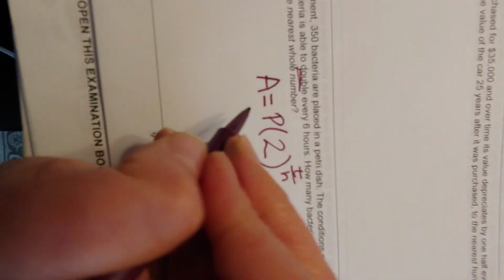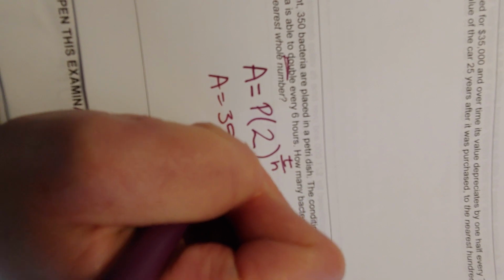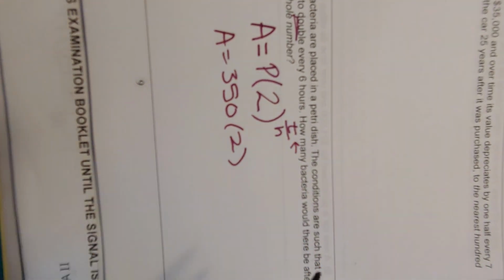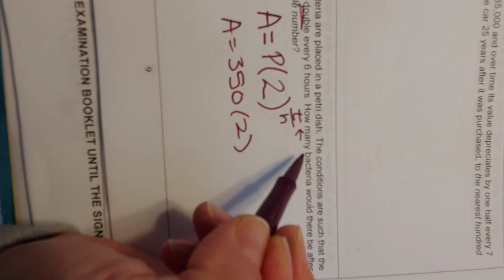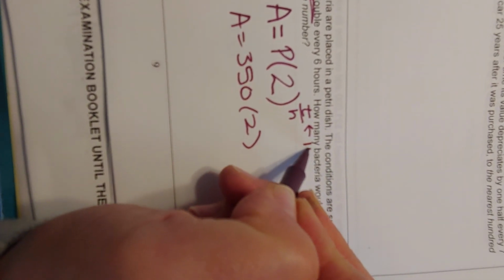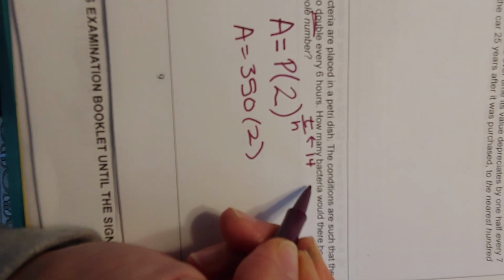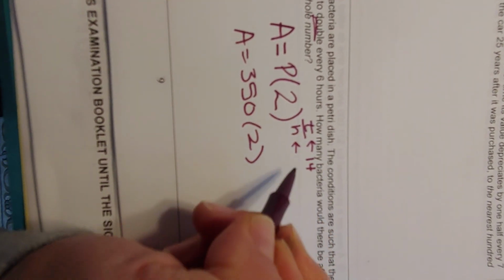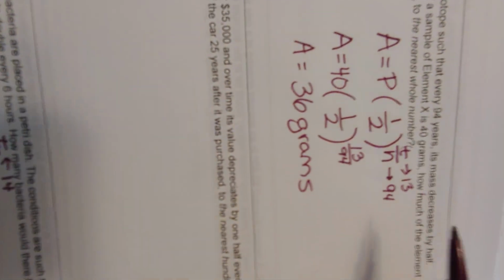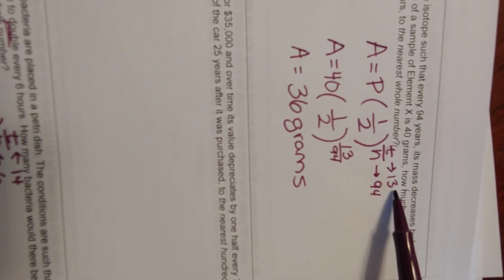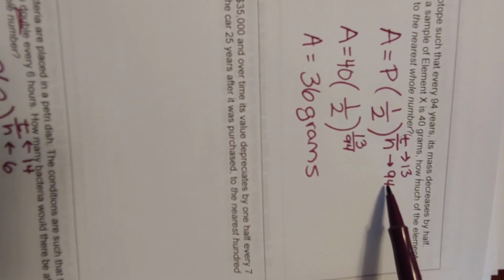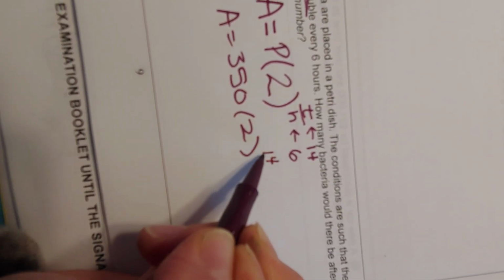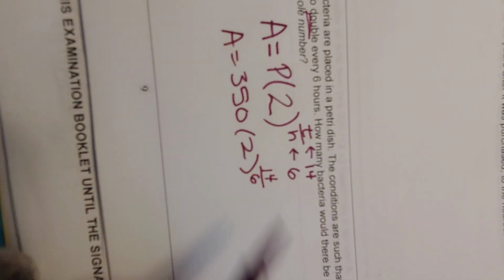Okay, so now we can plug our numbers in. We're starting out with 350 bacteria. Now, again, two different time measurements. T represents the time that has passed. They want to know how much bacteria will be there after 14 hours, so 14 hours have passed. But the bacteria doubles every 6 hours, so that means that its doubling life is 6 hours. This one, we wanted to know what would happen after 13 years when its half-life was 94. Now we have what's going to happen after 14 hours when its doubling life is 6 hours.